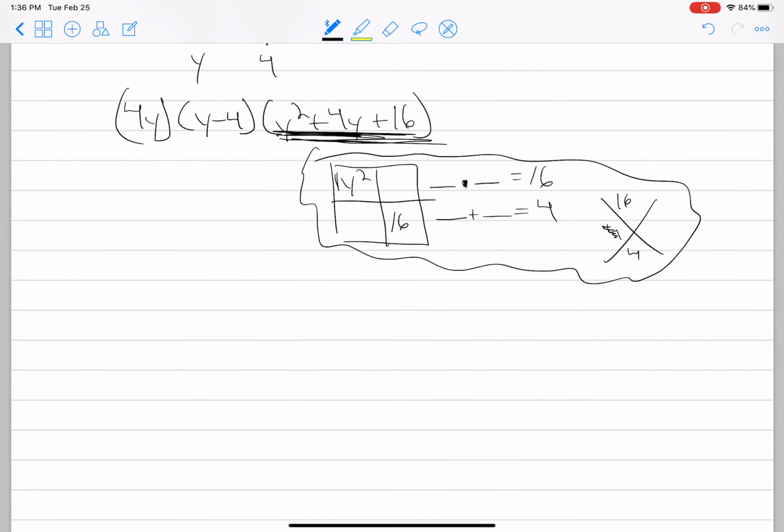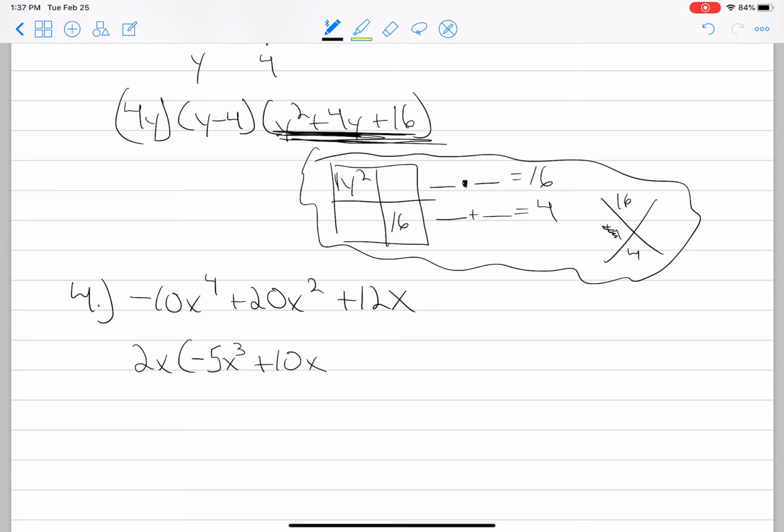Okay, my next one says negative 10x to the 4th plus 20x squared plus 12x. And this is the last one. All right. So let me look for a GCF. I could see a 2 and I could see an x. So I'm going to take out a 2x. I'm ending up with negative 5x cubed plus 10x plus 6.